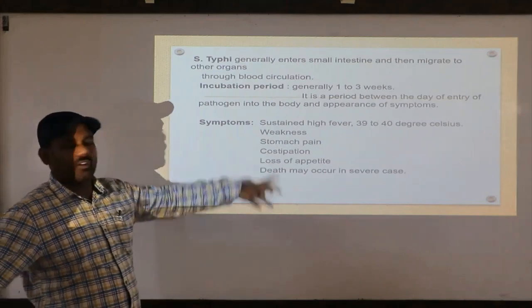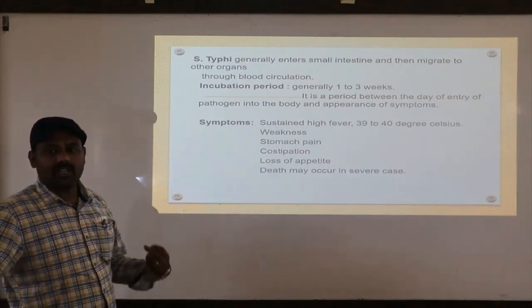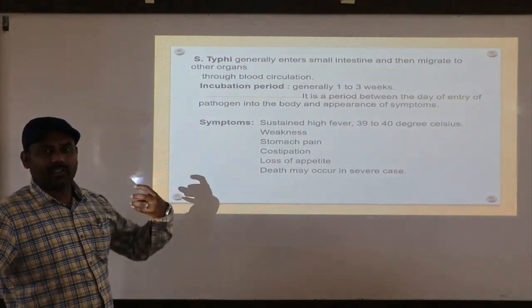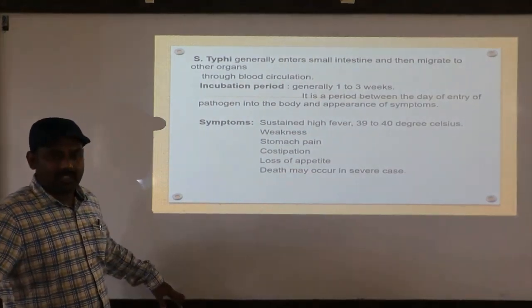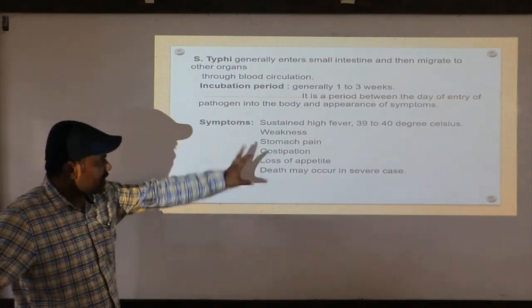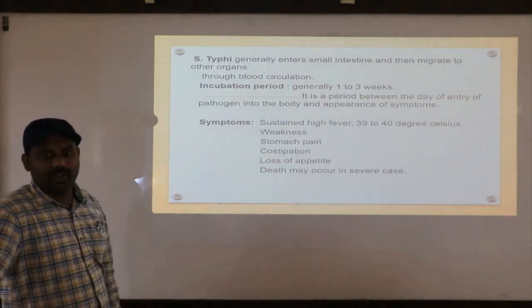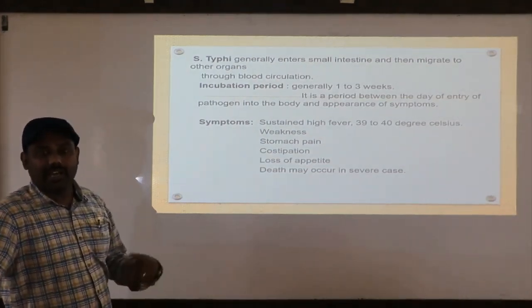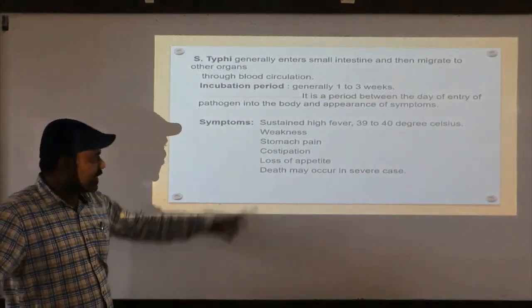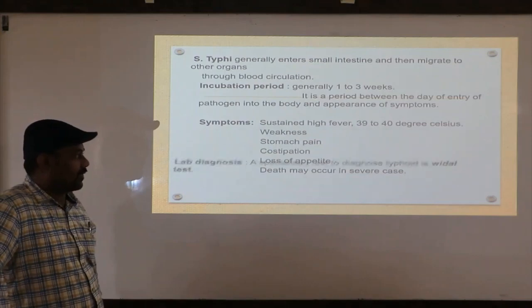As I told you, constipation means irregular bowel movement, or a person passes stool 2 to 3 times per week, or difficulty in passing the stool is called constipation. Loss of appetite: you don't have the same desire to eat as you eat normally. Clear? That is called loss of appetite. Death may appear in case of severe infection.